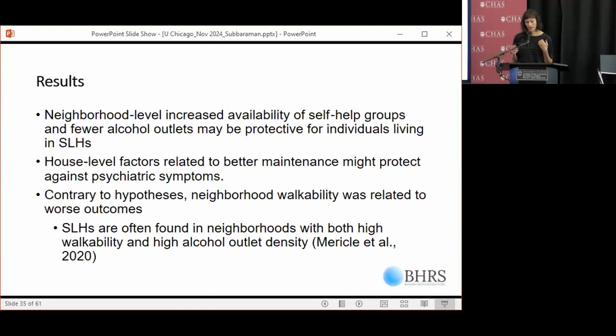And I'm sorry, I was using alcohol outlets and liquor stores interchangeably. Alcohol outlets are anywhere that sell alcohol.